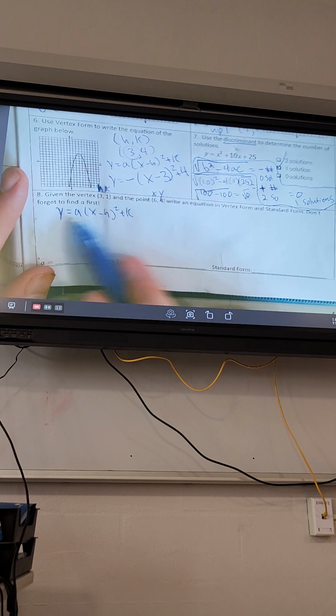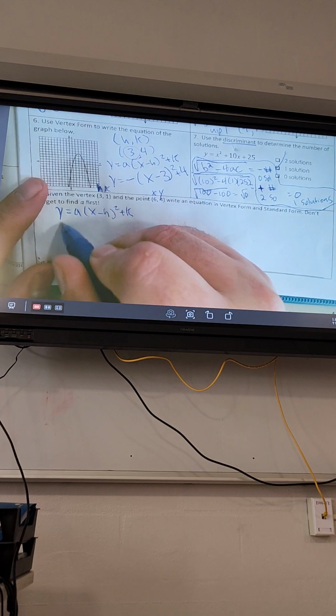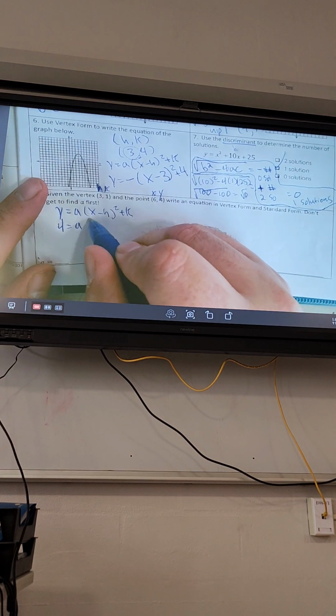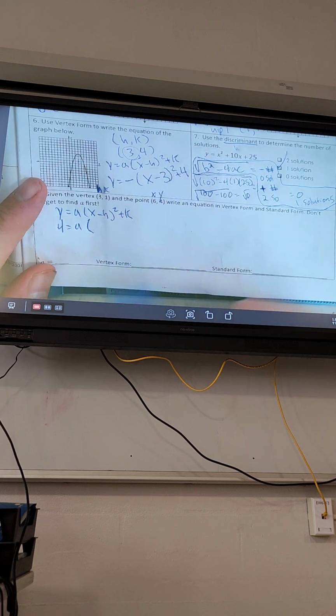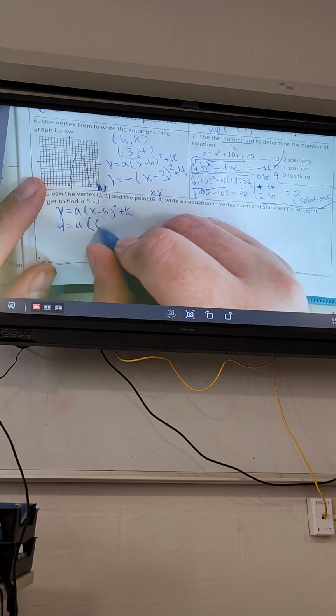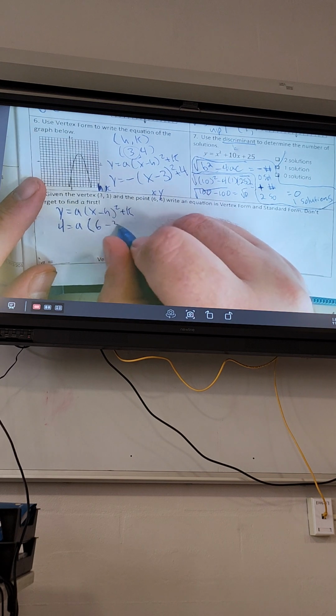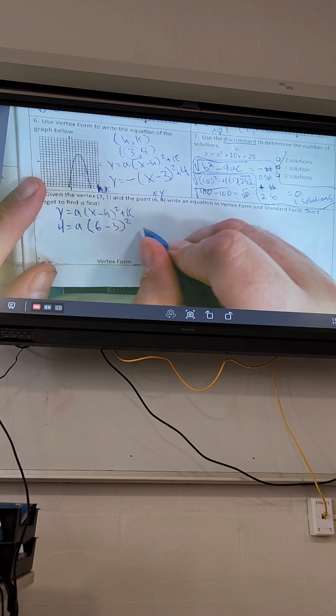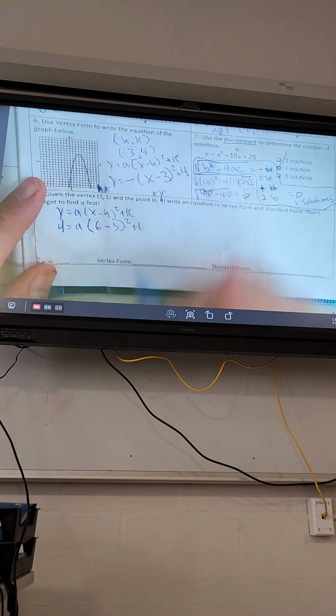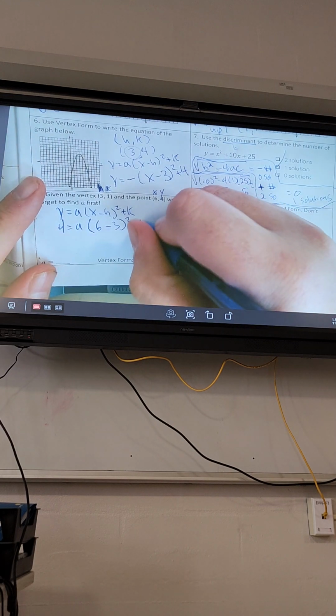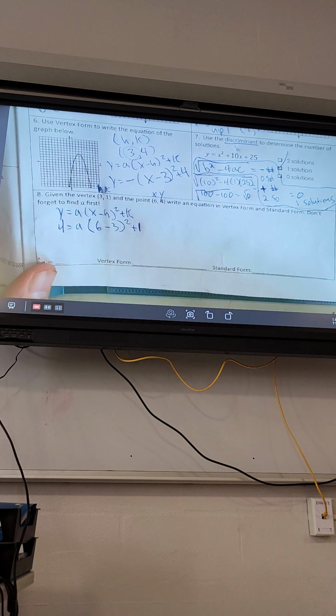So the y value is going to be this 4 right here. So 4 equals a. And yes, this stuff will be on your test. X right here is 6, so it'll be 6 minus positive 3, so it's just minus 3 squared. Your k value is plus 1. Where'd you get 4? 4 is your y value. Yep. That's a common mistake though.